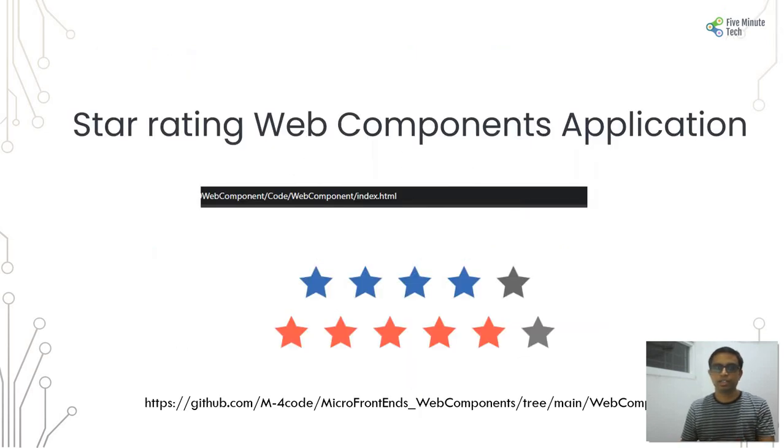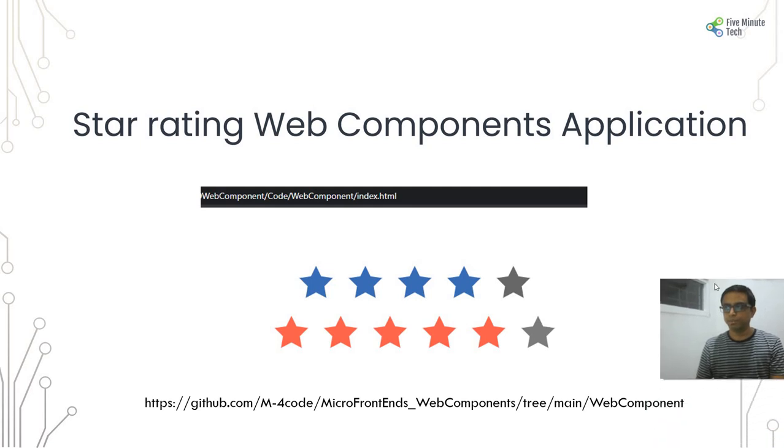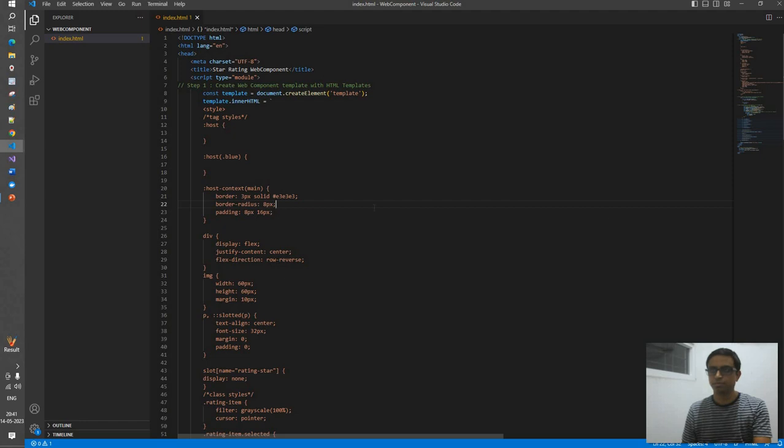So let's get started. We'll first go into creating a simple web component, which is a star rating web component, and it will be something which you're seeing on the screen. The code for it is available at this location, but I will go ahead and walk you through the different steps of the simple web component star rating application. So this is the simple application which we will be talking about.